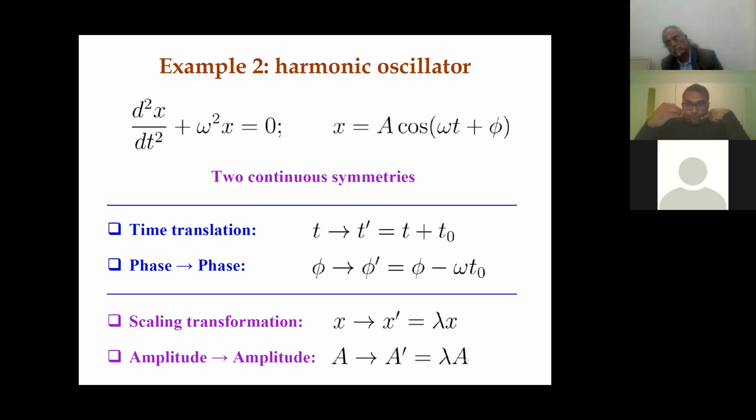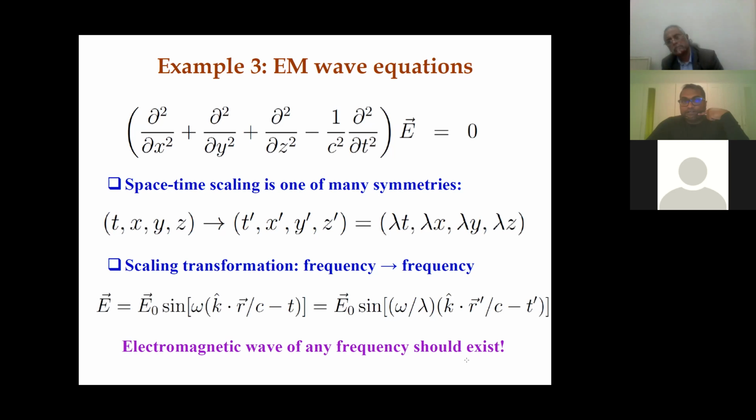Then comes a more complicated example. You must have learned it if you have taken a classical electrodynamics course. It is the electromagnetic wave equation. So you have this Laplacian operator here, and then you have this 1 over c squared d squared dt squared, where c is the speed of light and E is the electric field that describes part of the electromagnetic wave. But see, I will show you that this particular equation has many symmetries.